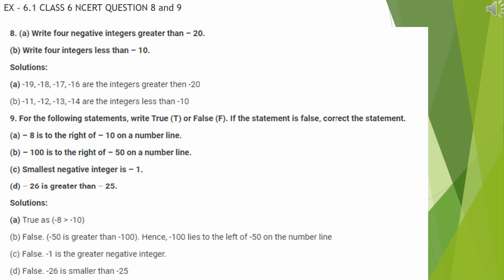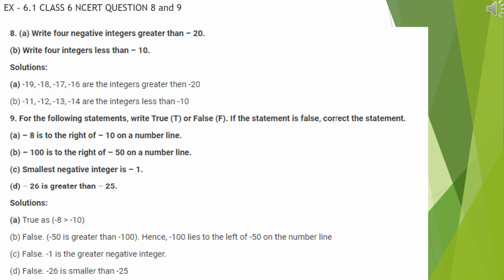Now let's understand question number 8. A part. Write 4 negative integers greater than minus 20. Here we have to write numbers greater than minus 20, which we will get after addition. So 4 negative integers greater than minus 20 are minus 20 plus 1, minus 20 plus 2, minus 20 plus 3 and minus 20 plus 4. That is minus 19, minus 18, minus 17 and minus 16.